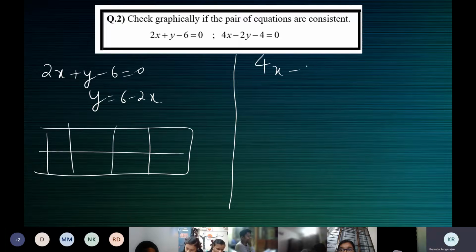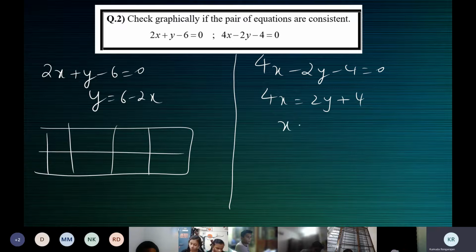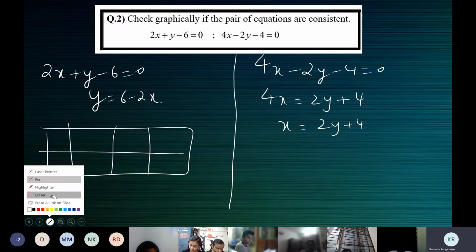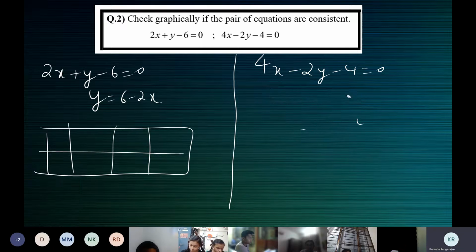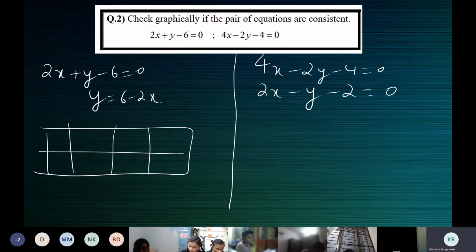Here, 4x minus 2y minus 4 is equal to 0. 4x is equal to 2y plus 4. x is equal to 2y plus 4 by 4. Oh, I didn't simplify. Sorry, children. You can divide by 2 throughout, no? So this will become 2x minus y minus 2 is equal to 0. You can divide by 2 throughout.